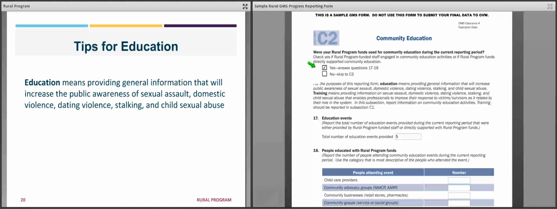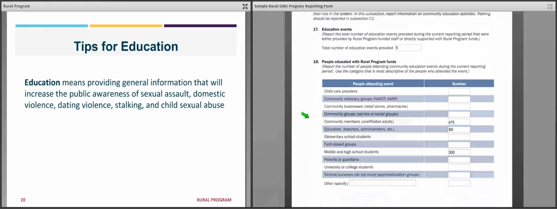But say you did use rural funds to support education activities. In question 17, education events, you would report the total number of education events provided during the current reporting period that were either provided by rural program funded staff or directly supported by rural program funds. In question 18, people educated with rural program funds, you would report the number of people attending the education events that you reported in question 17 by the category that best describes the attendees. So report only people educated by rural program funded community education events provided during the current reporting period. Use the other category only if your response does not fit into an existing category, and please be as specific as possible.